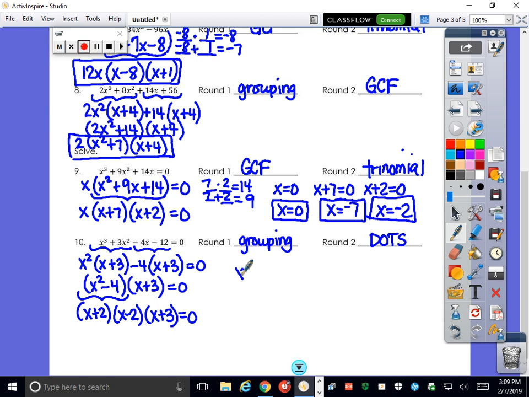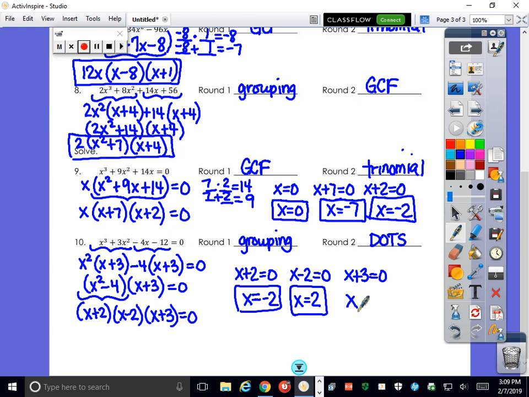So we have to set each one of those equal to 0. And so our 3 solutions are -2, +2, and -3. And we're done.